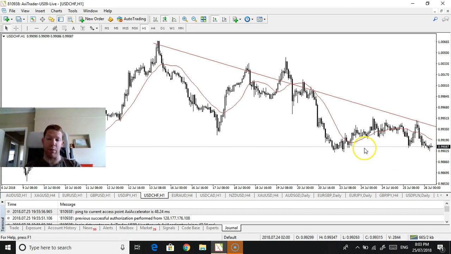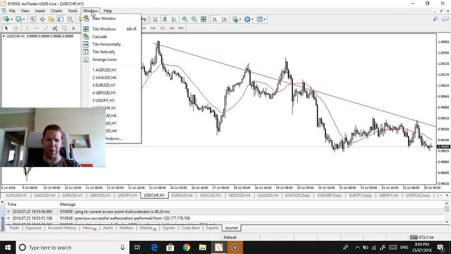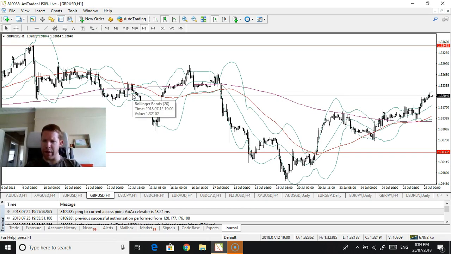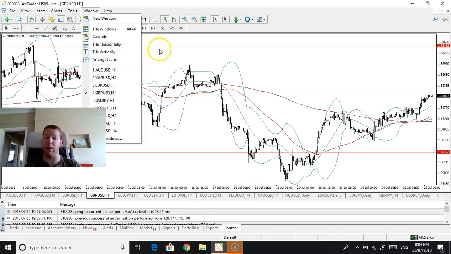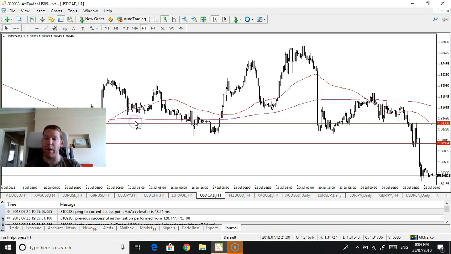USD Swiss is interesting as well. It's holding this level though, so I'm just going to disregard that for now. The pound had a bit of a rally, so we'll see what this wants to do. It's interesting how it ebbed and flowed a little bit this week, but the US dollar is definitely weaker, so we'll see what happens tonight.